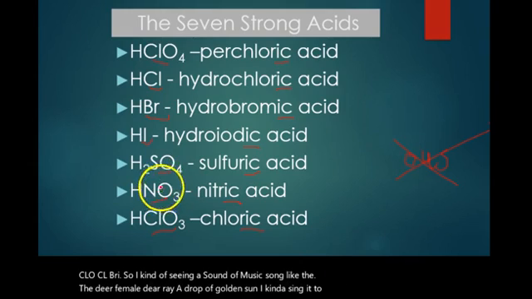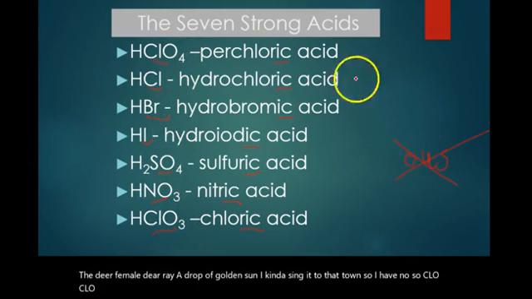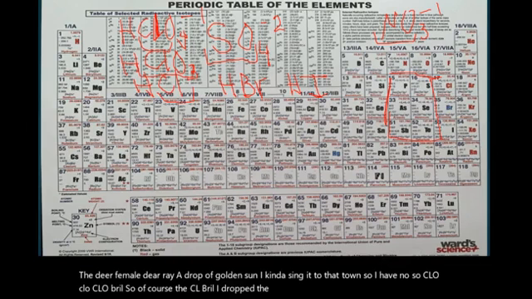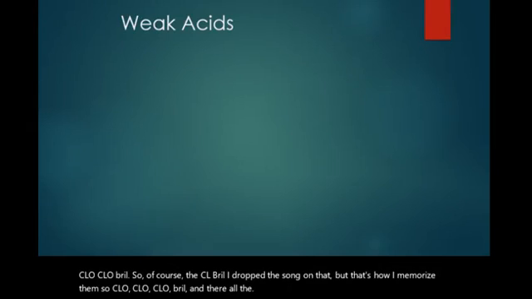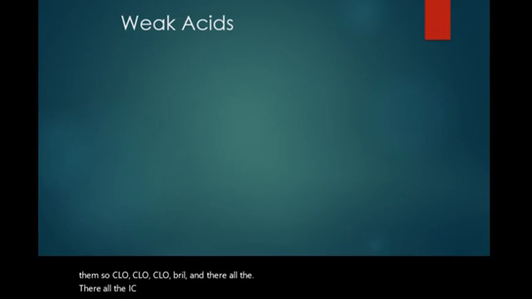So I have NO, SO, ClO, ClBrI. Of course, for the ClBrI I dropped the song on that, but that's how I memorized them: NO, SO, ClO, ClBrI. And they're all the -ic versions. So that's how I know whether they're O3 or O4, because I already had those memorized.